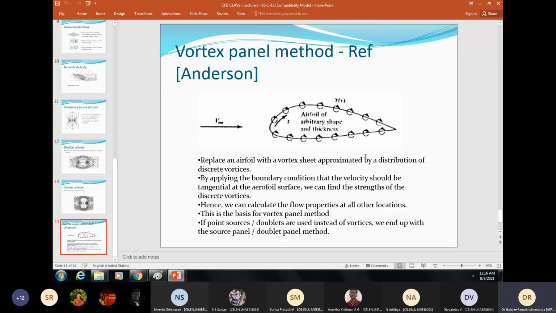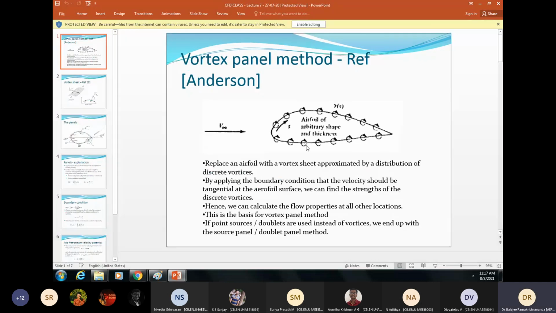So you can even have a combination of this method, source and vortex panels. All kinds of very complex things can come. If you want to know more about panel methods, you can ask Rajesh sir. He has done quite a bit of work on panel methods. We'll go to the next lecture.